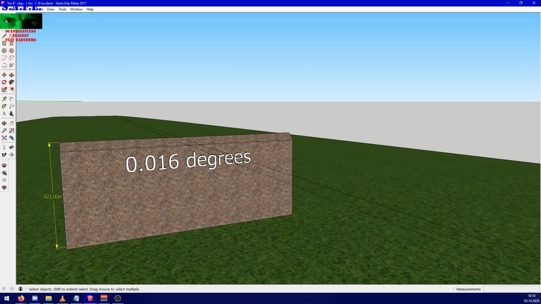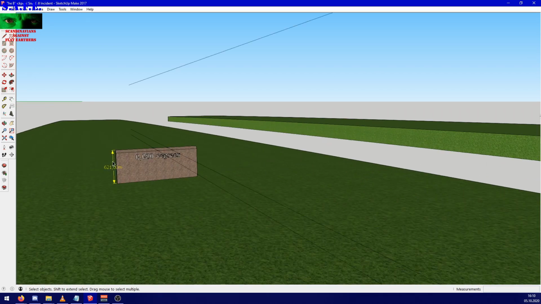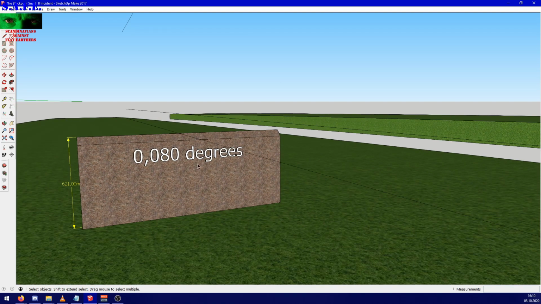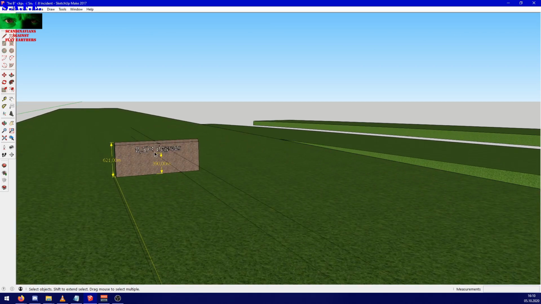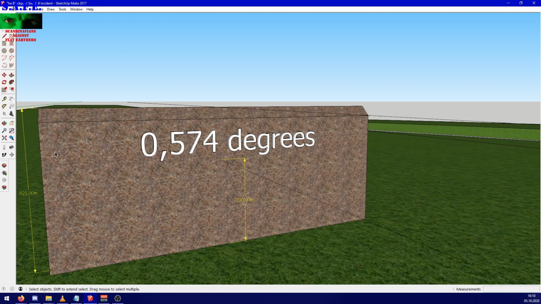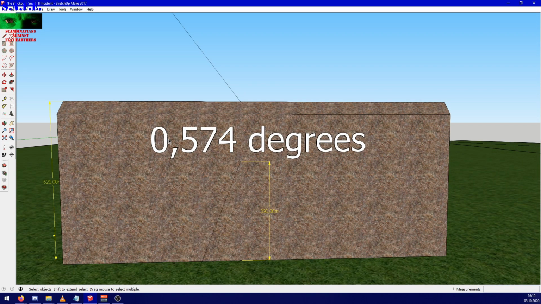When the refraction counts for 0.016 degrees, without refraction, it's 0.08 degrees. And on the flat Earth, it would be 0.574 degrees. That's over 7 times as much bending of light, Sleeping Warrior. What's your excuse?